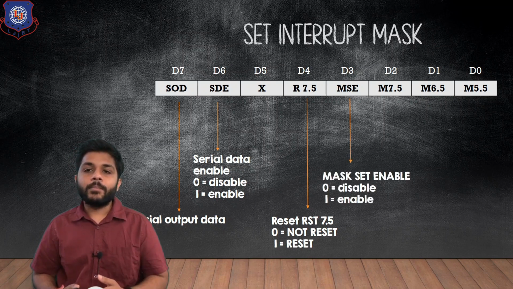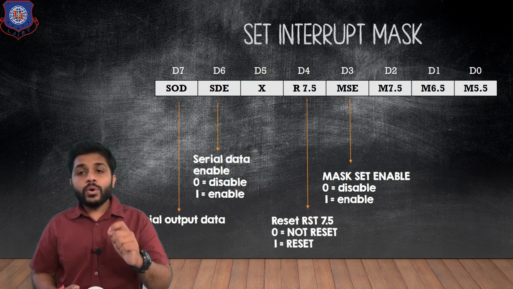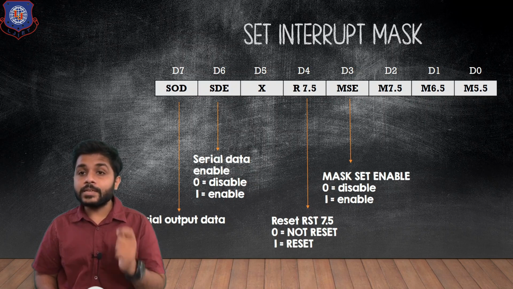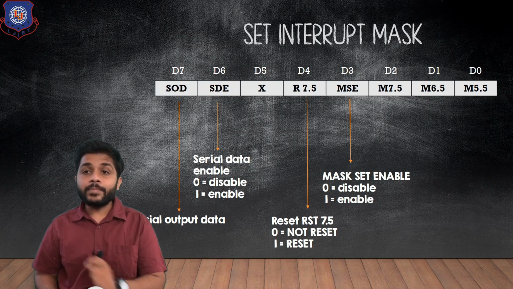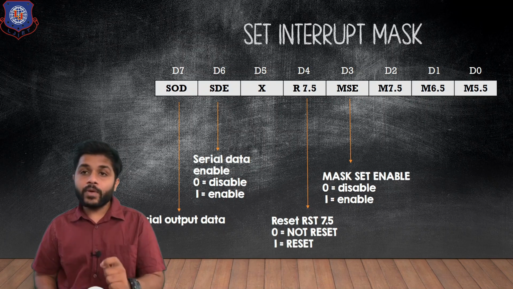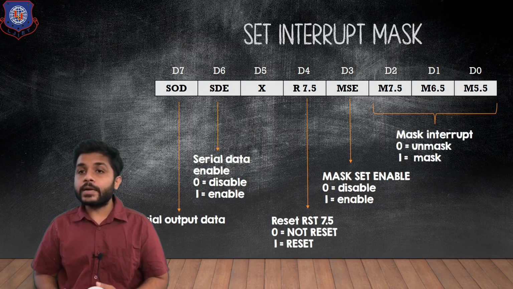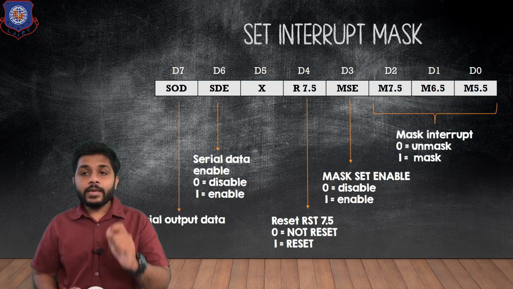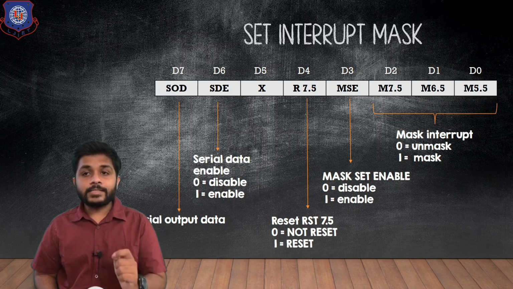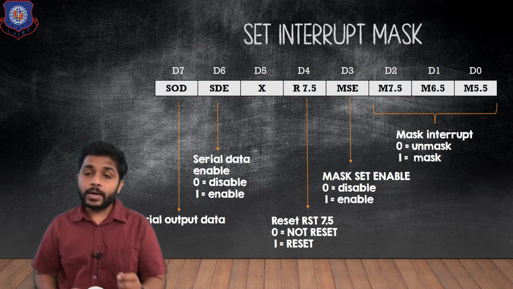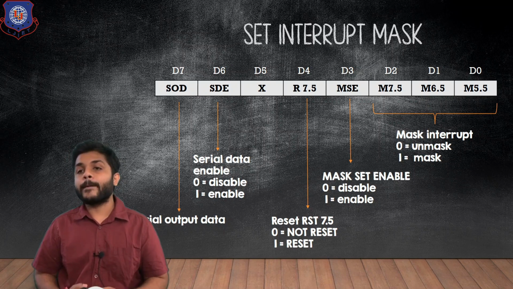The next bit is mask set enable. If you want to mask some interrupts, the value of the MSE should be 1. If the value of the MSE is 0, you are not enabled to mask any interrupt, so it is a prerequirement to mask any interrupt. The next bits are D0, D1 and D2. If any of these bits is 0, those interrupts are unmasked, and if any of these bits is 1, those interrupts are masked.